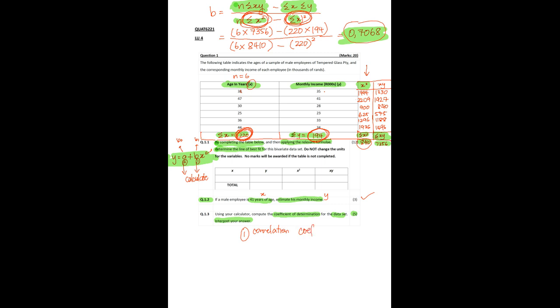And then you have the coefficient of determination, which is R squared. So basically, you're squaring the coefficient of correlation. So the correlation coefficient is always done first, and then you square that to get to your coefficient of determination.